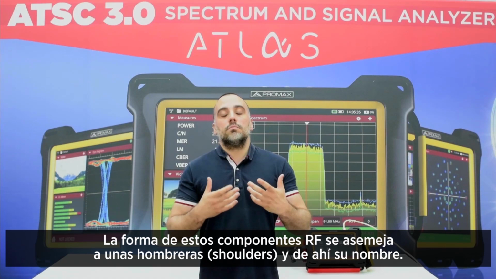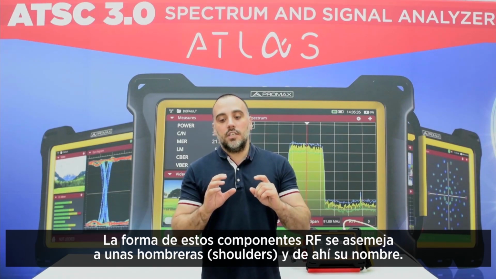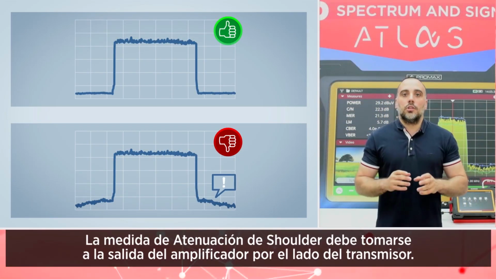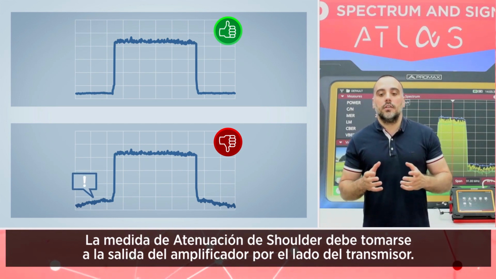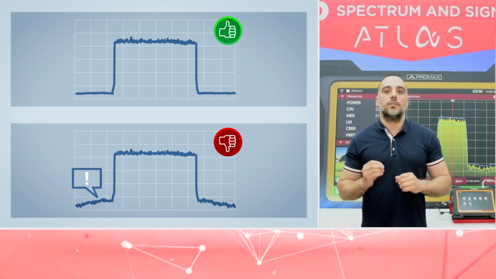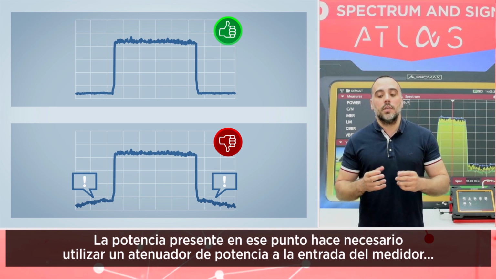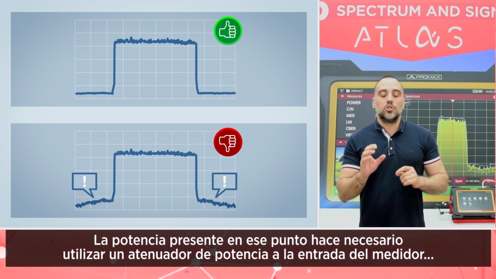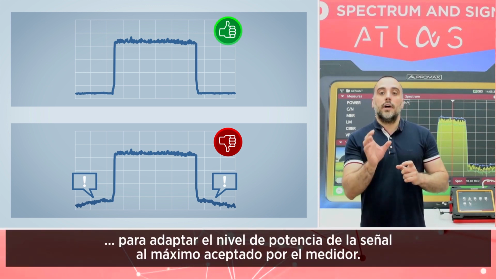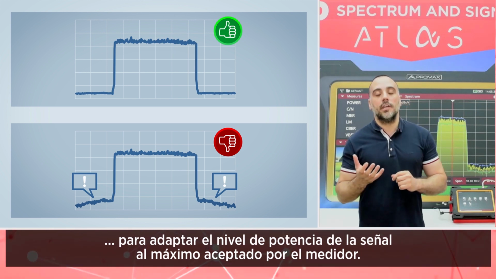Because of the shape of these RF components, they have typically been called shoulders. The shoulder attenuation is a measurement that must be taken at the output of the power amplifier at the transmitting site. Because of the power level available at that point, you need to use a power attenuator at the input of the analyzer to adapt the signal power level to the maximum accepted by the analyzer.